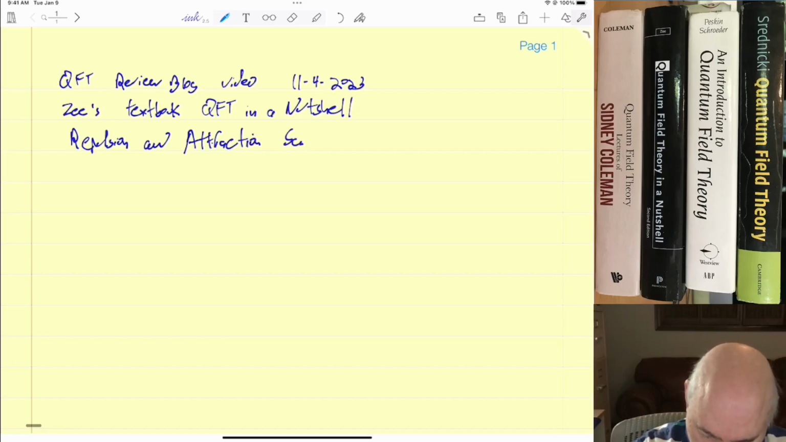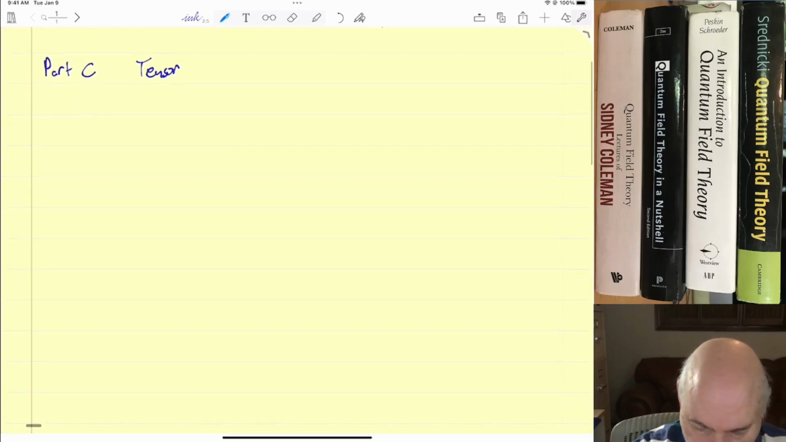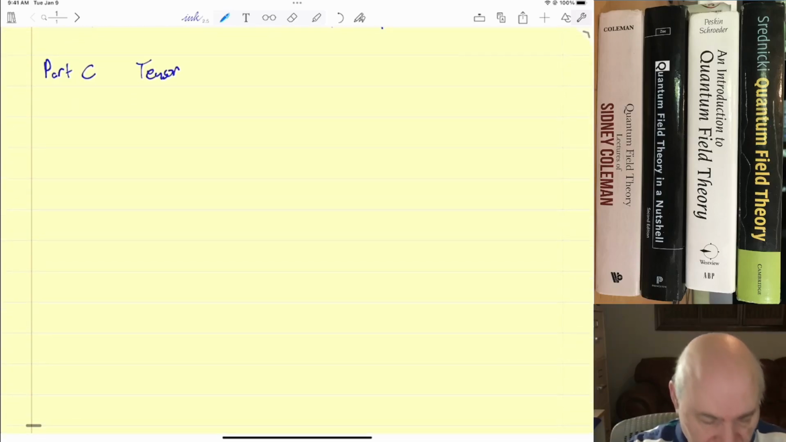Scalar, vector, and tensor. So this is part C on tensor. We've already done the scalar case and the electromagnetism case. So now we're going to do a tensor.